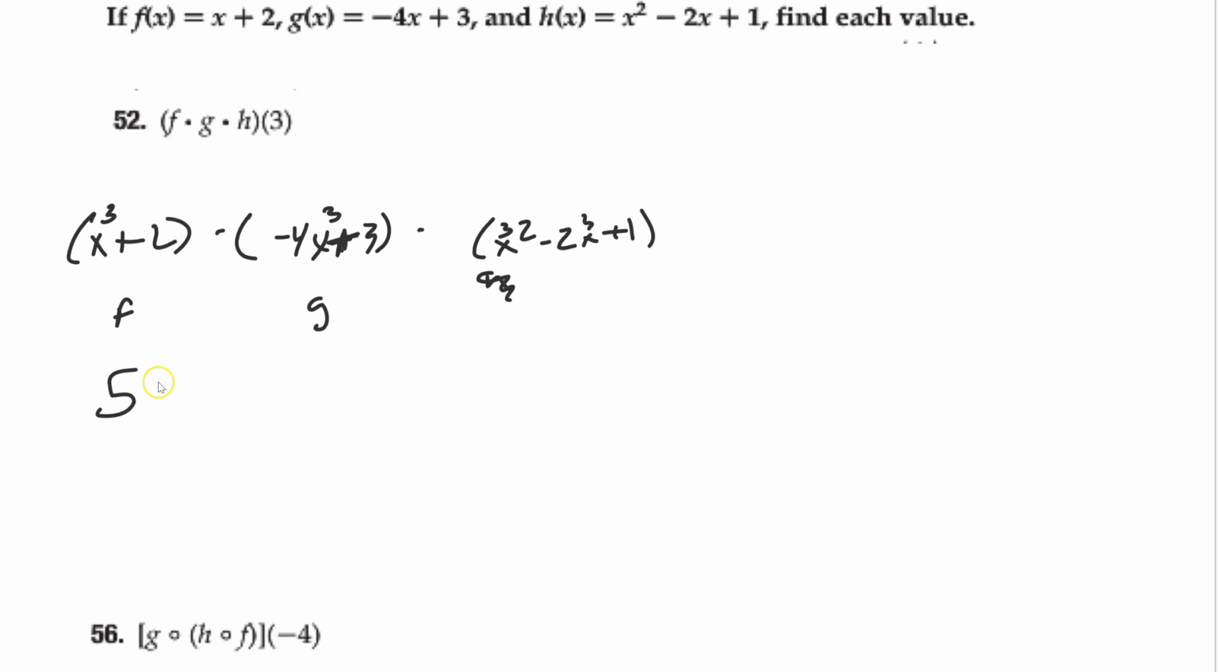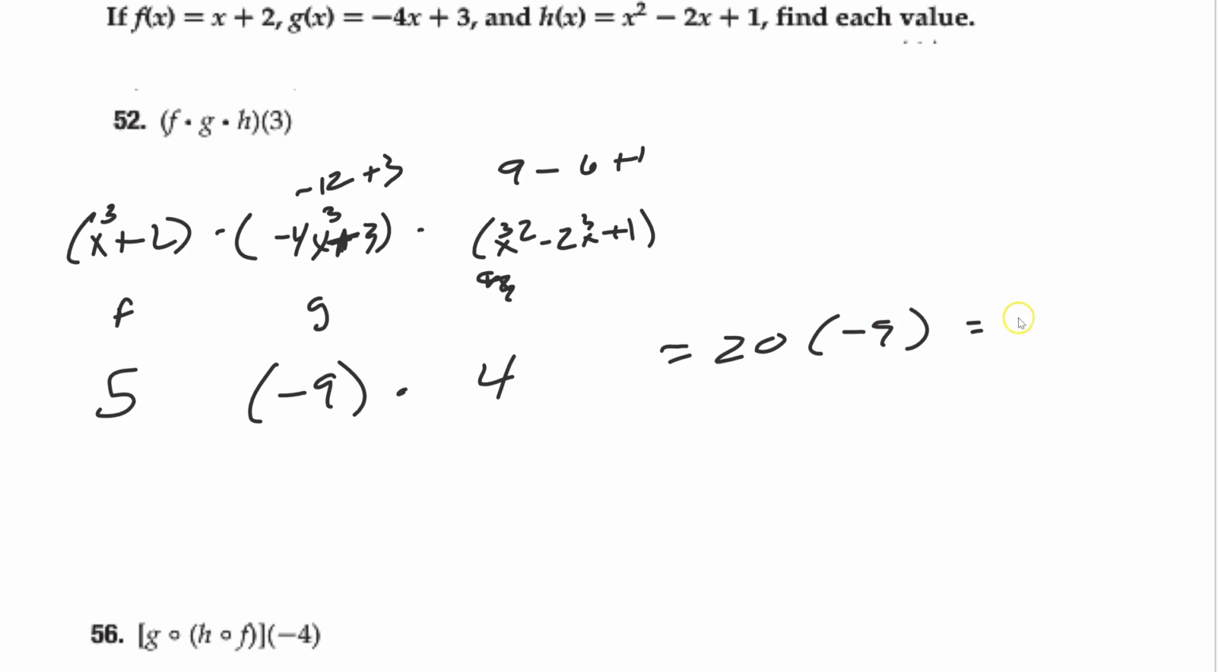So I get 5 here, 3 plus 2. Negative 12 plus 3, so negative 9 in the middle. And over here I get 9 minus 6 plus 1, so 4. So I get 5 times negative 9 times 4, so negative 180. All right, a lot simpler. It takes a lot less time than multiplying it all out first. Just plug it in, multiply them all together.